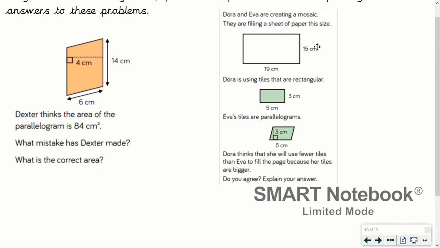This one takes a bit more in-depth thinking, but it's gettable. So Dora and Eva are creating a mosaic. They are filling in a sheet of paper this size. So here's your sheet of paper. Dora is using tiles that are rectangular. Eva's tiles are parallelograms. Dora thinks she'll use fewer tiles than Eva and her parallelograms because her tiles are bigger. So do you look bigger? Do you agree? Explain your answer. So think about the formula and it'll help you with your explanation. So pause it, give these two a go. The explanations are key, so please try and write an explanation in your home learning book and then we'll go through answers. Off you go.